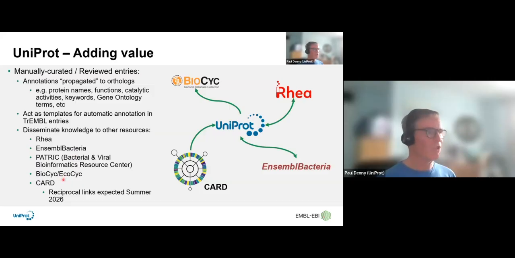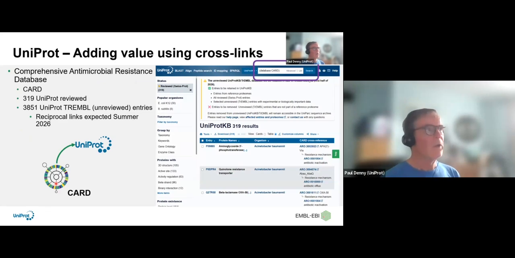And I just want to draw your attention to one particular knowledge base or other database, which we have links to for our entries. And that is CARD. And I'm going to say a little bit more about CARD. So CARD is the Comprehensive Antimicrobial Resistance Database. It's widely used, and we have now got links between UniProt entries, the reviewed entries, and also an unreviewed set, which is much larger, which have links to a CARD entry.